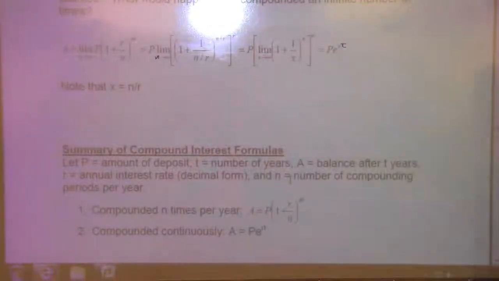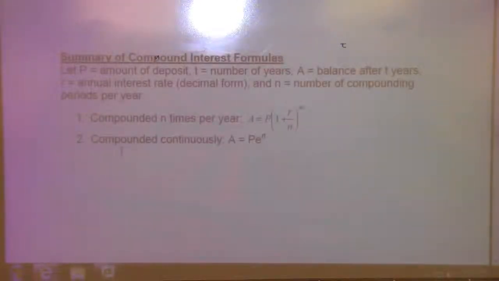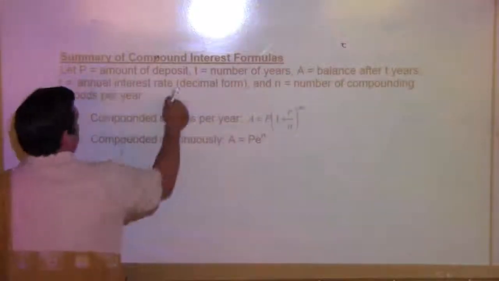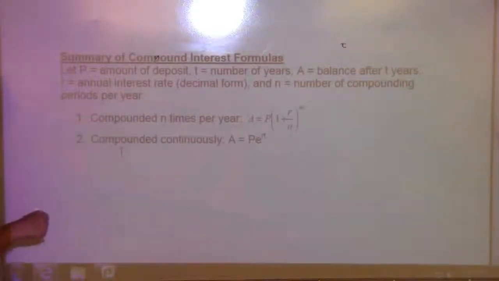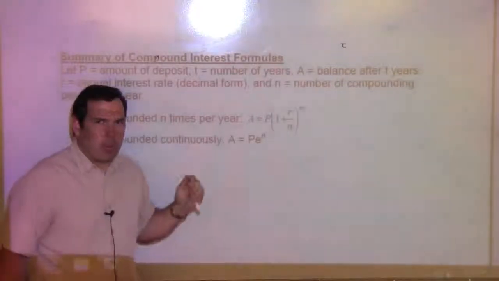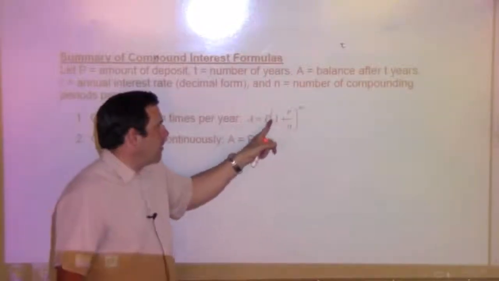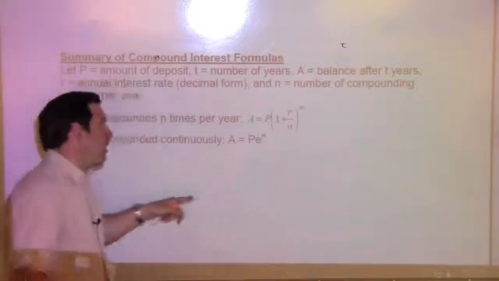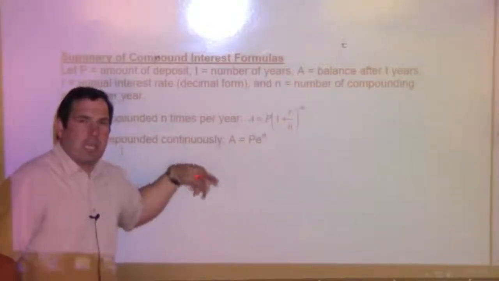So our summary of compound interest formulas: let P equal the amount of the deposit, t is the number of years, A is the balance after t years, and r is the annual interest rate in decimal form, n is the number of compounding periods per year. And this is the most common type of formula. I have seen it where n is the total number of compounding periods, but that tends to be more work. So A equals P times 1 plus r over n to the nt. This is our regular compounding formula, and as we saw above, it derives into this if you take n to be infinity.